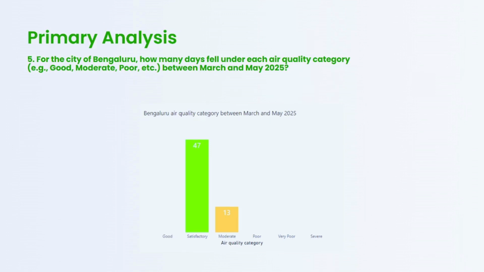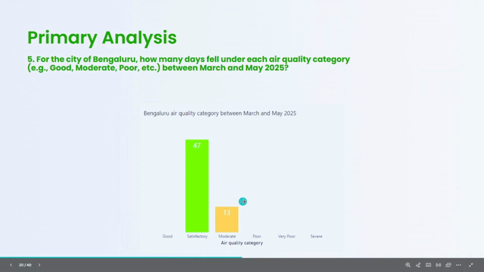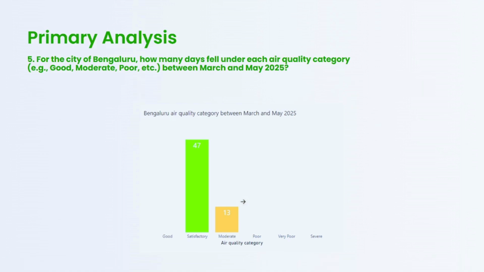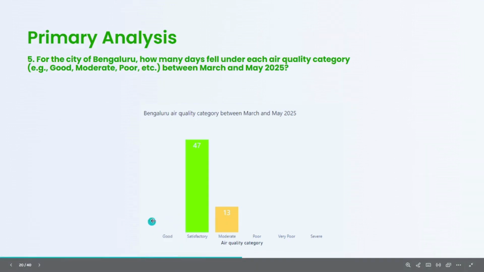In Bangalore, if we take the last 2 months, 47 days fall under the satisfactory category and 13 days fall under the moderate category. There were 0 days under the good category as well as the poor, very poor and severe categories.